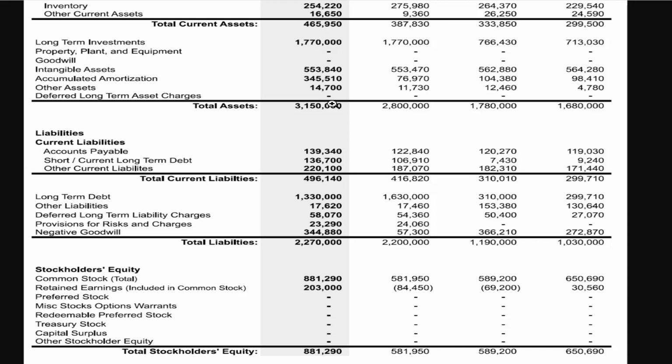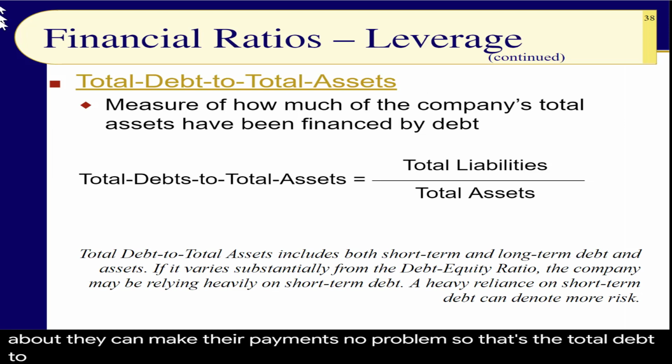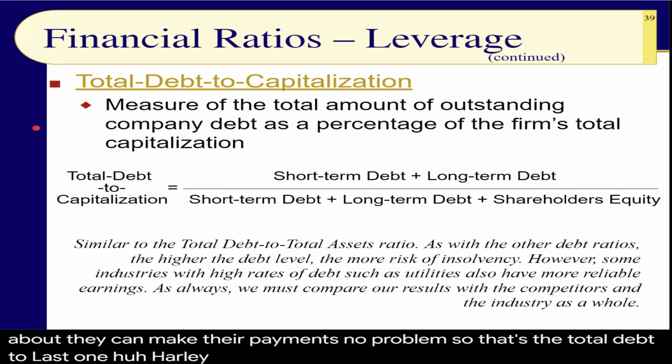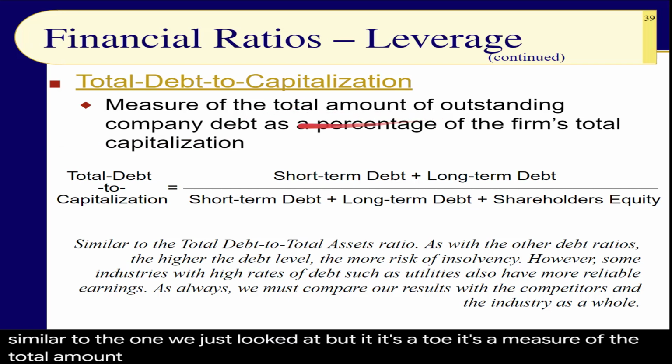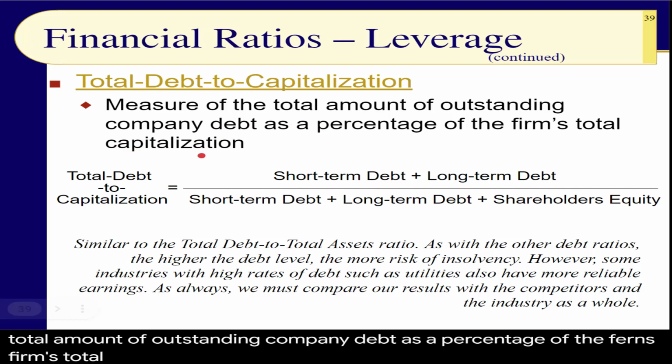And other people say, oh, what are you worried about? They can make their payments, no problem. So that's the total debt to total assets. And our last one is total debt to capitalization. So it's very similar to the one we just looked at, but it's a measure of the total amount of outstanding company debt as a percentage of the firm's total capitalization.